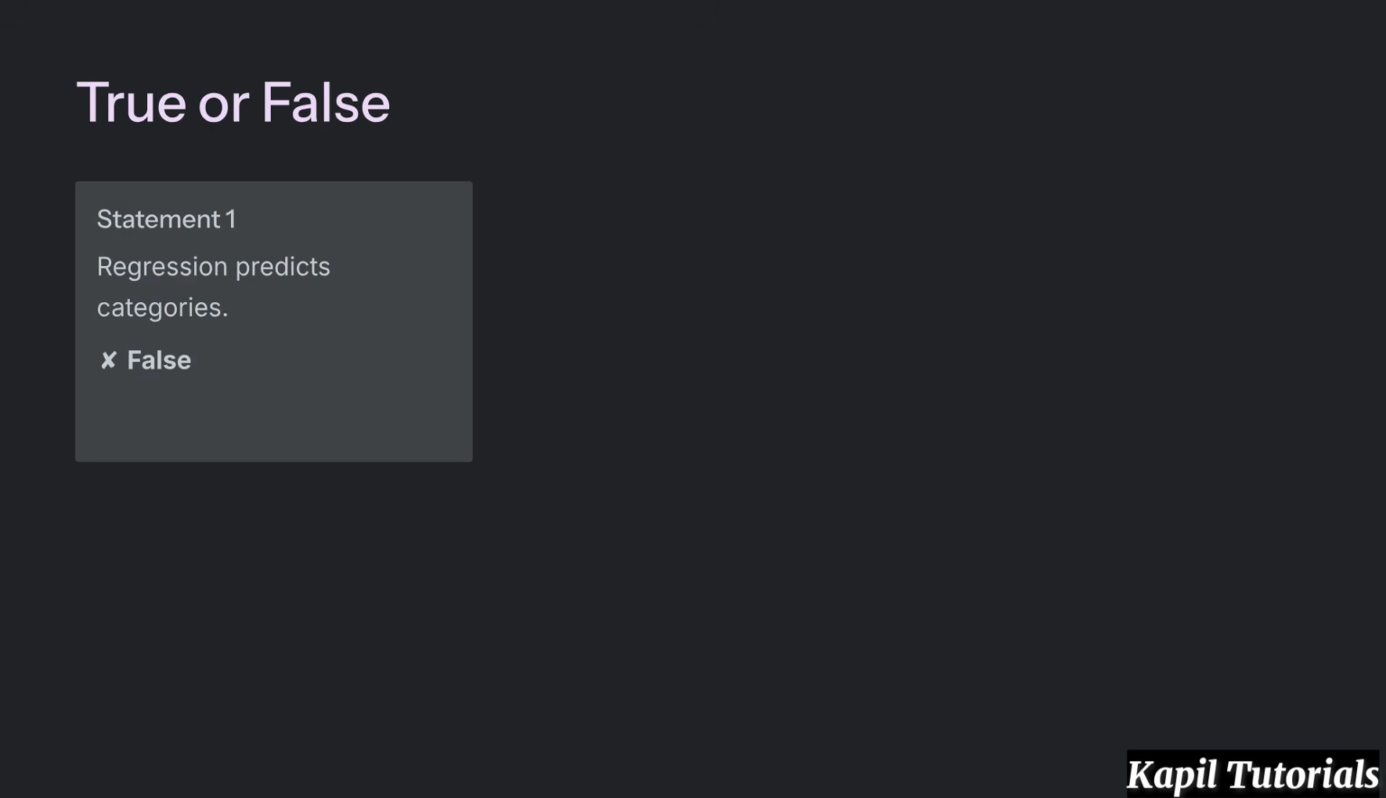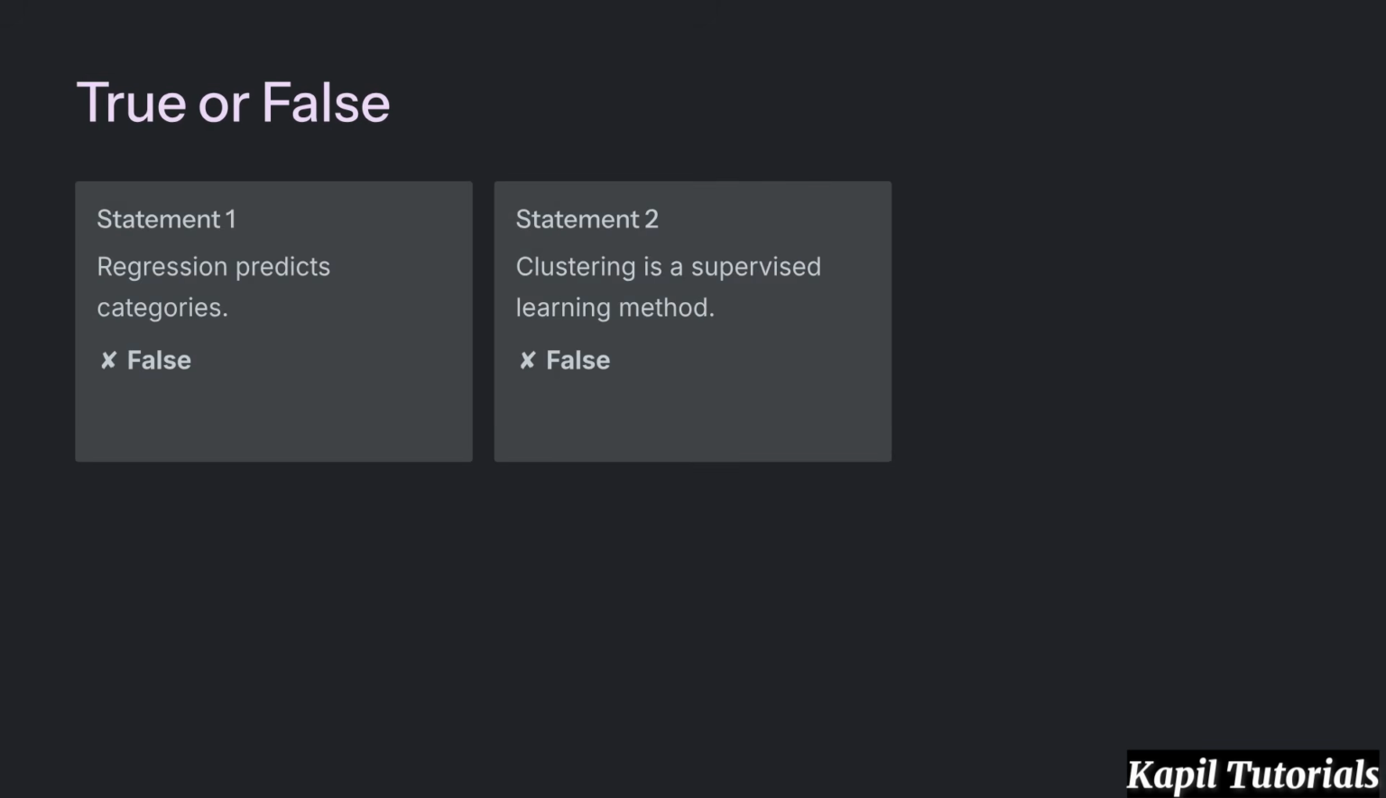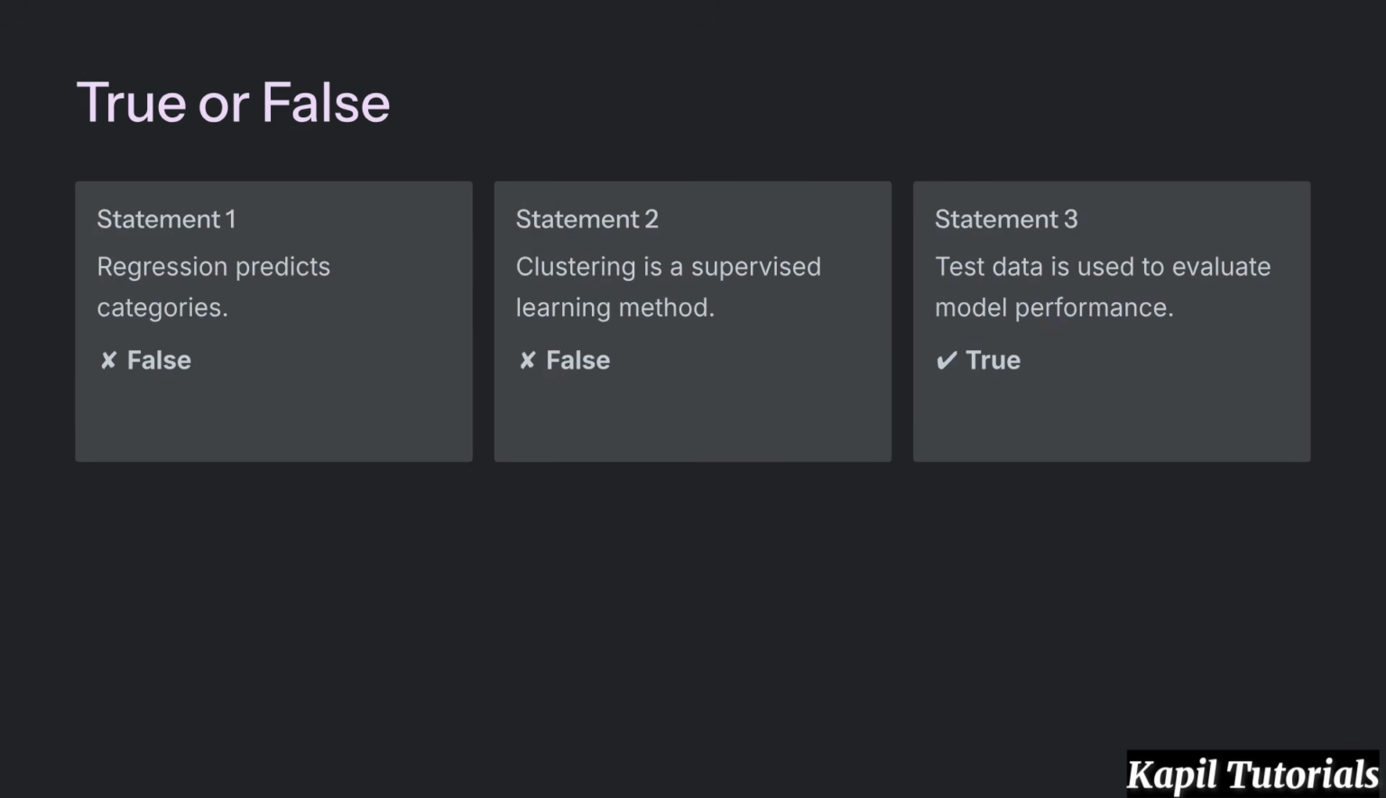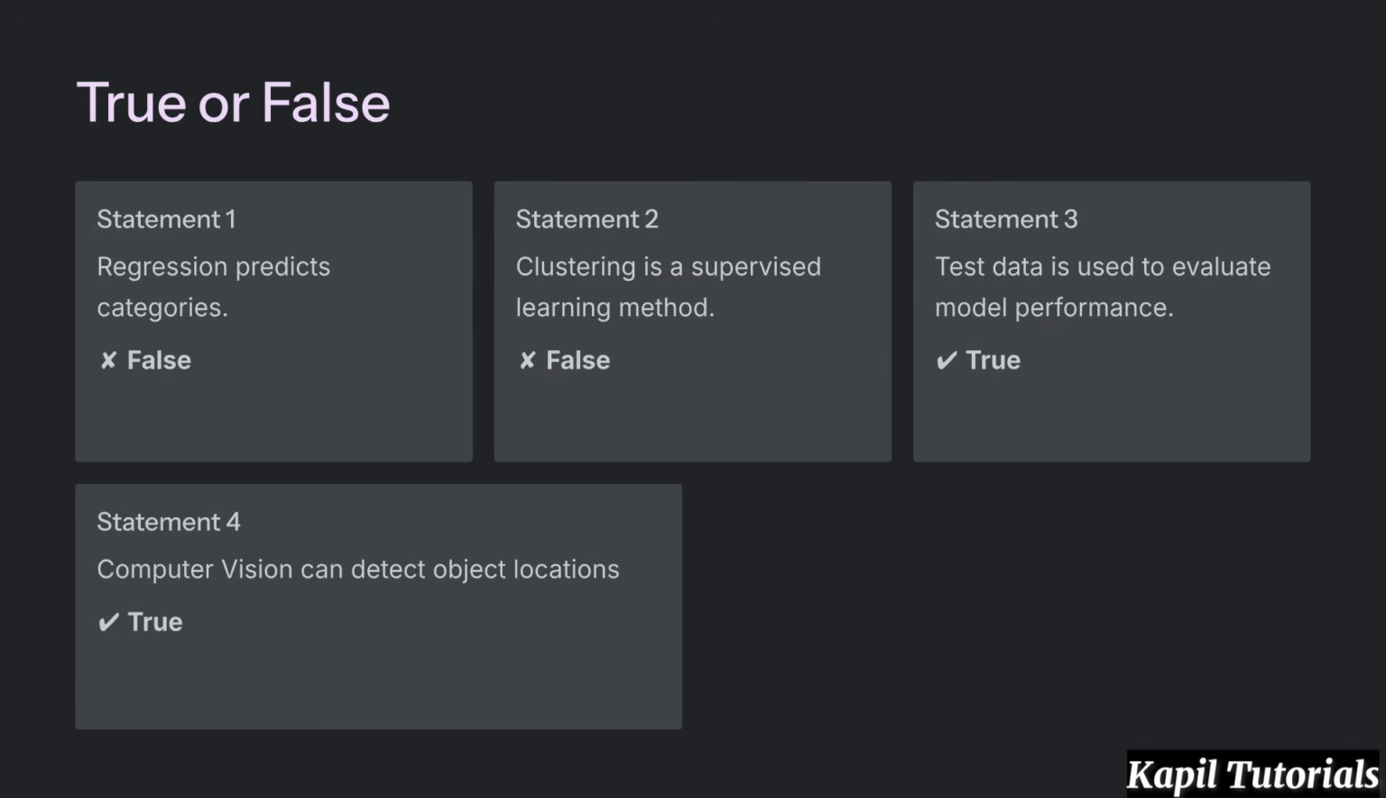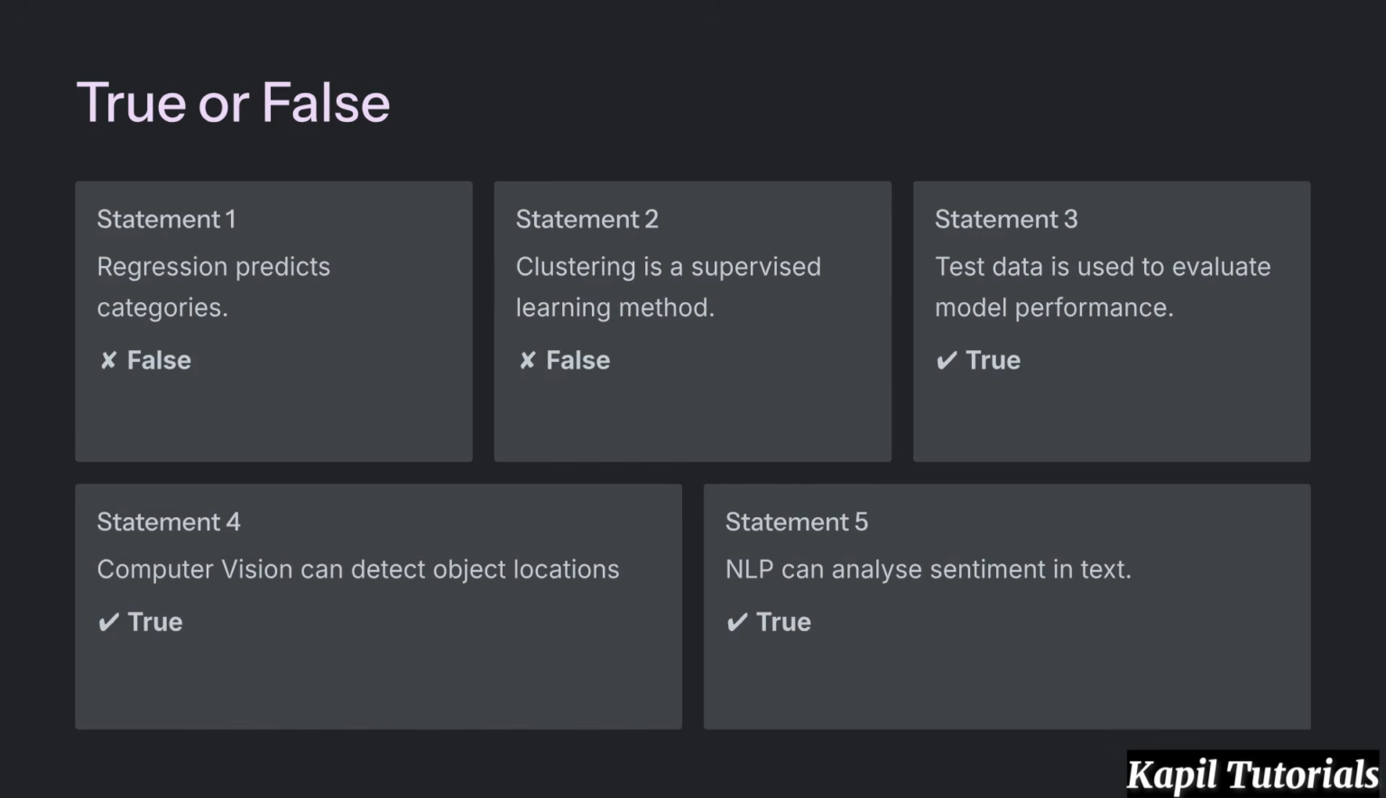Let's review these true or false statements. It is false that regression predicts categories, and false that clustering is a supervised learning method. It is true that test data is used for evaluation. Computer vision can detect object locations, and NLP can analyze sentiment in text.